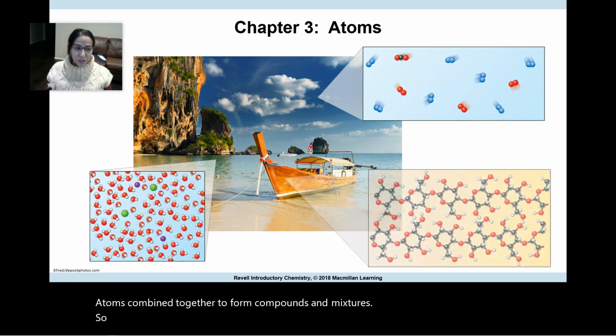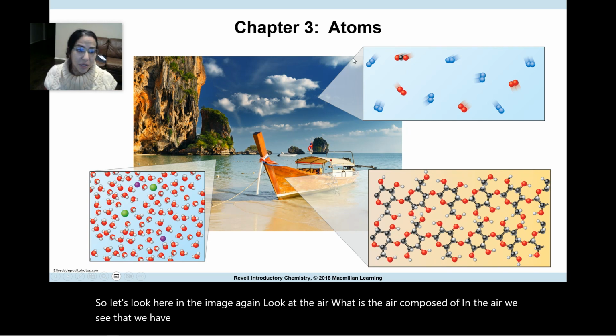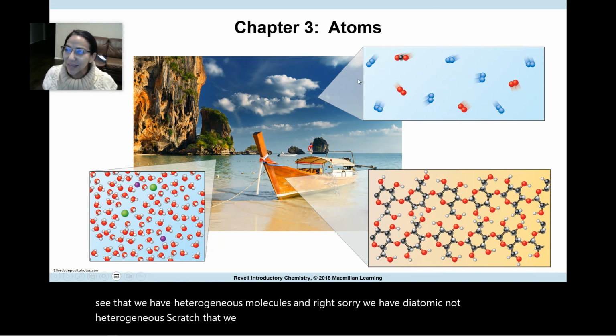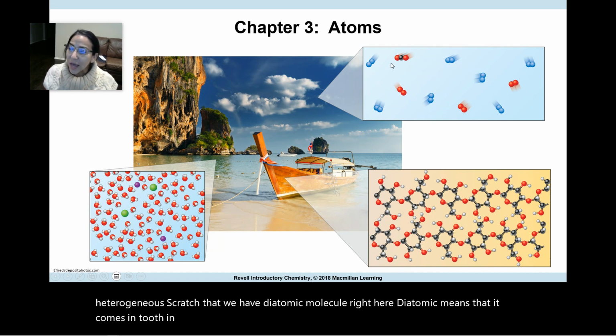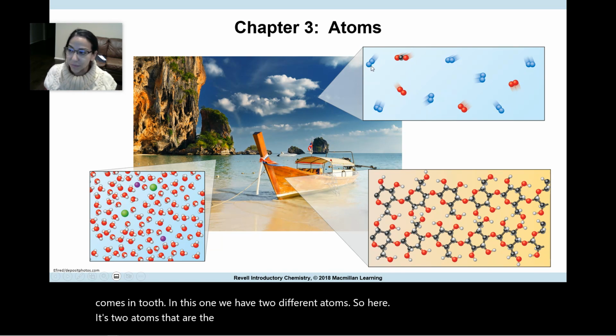So let's look here in the image again. Look at the air. What is the air composed of? In the air, we have a diatomic molecule right here. Diatomic means that it comes in twos. In this one, we have two atoms that are exactly the same. Diatomic element right here, or molecule, two atoms that are exactly the same.